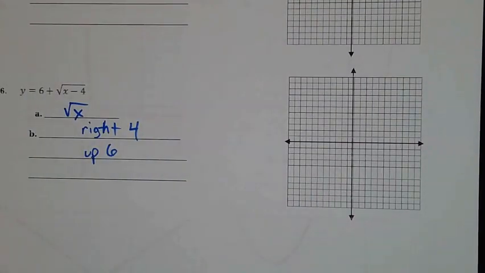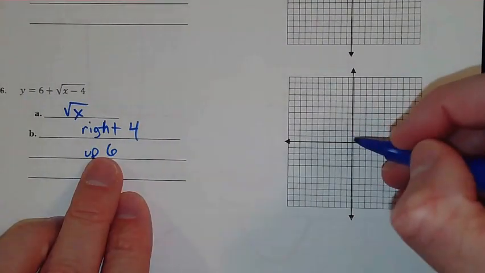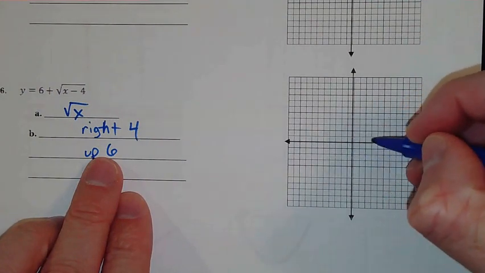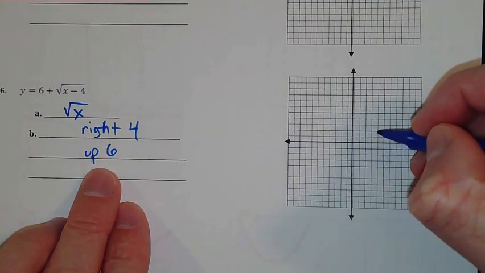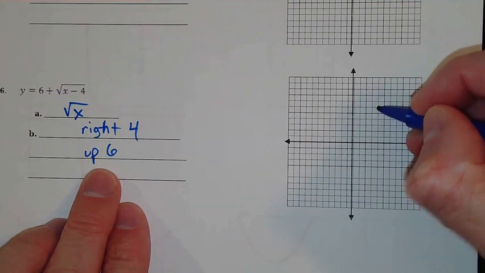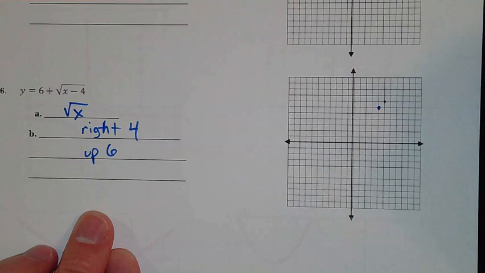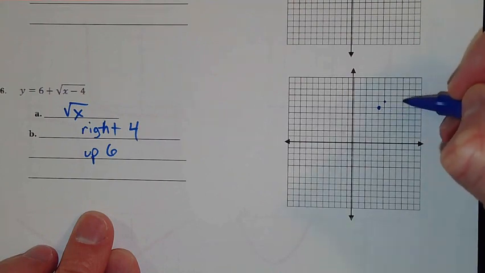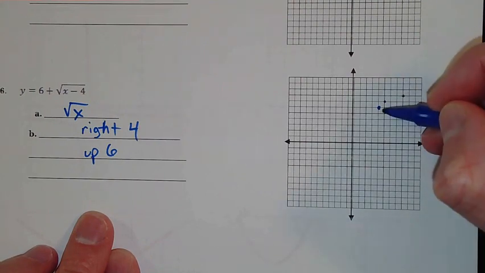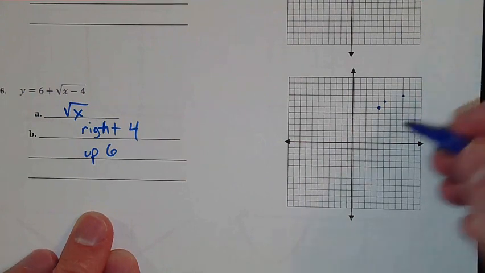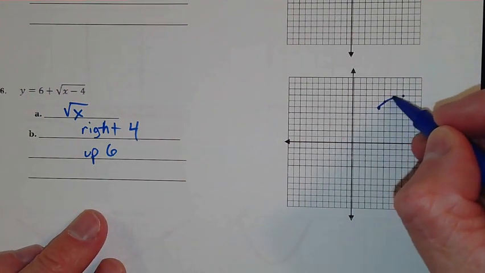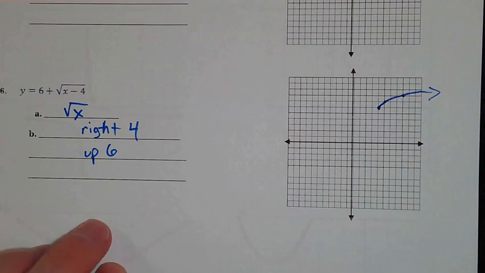So as I'm graphing this one, same idea, except I'm shifting my graph to the right 1, 2, 3, 4, and up 1, 2, 3, 4, 5, 6. And so now from this point, I'm thinking the square root of 1 is 1. The square root of 4 is 2. The square root of 9 is 3, but that's already off the edge of my graph. And so I end up with a graph that looks something like that.